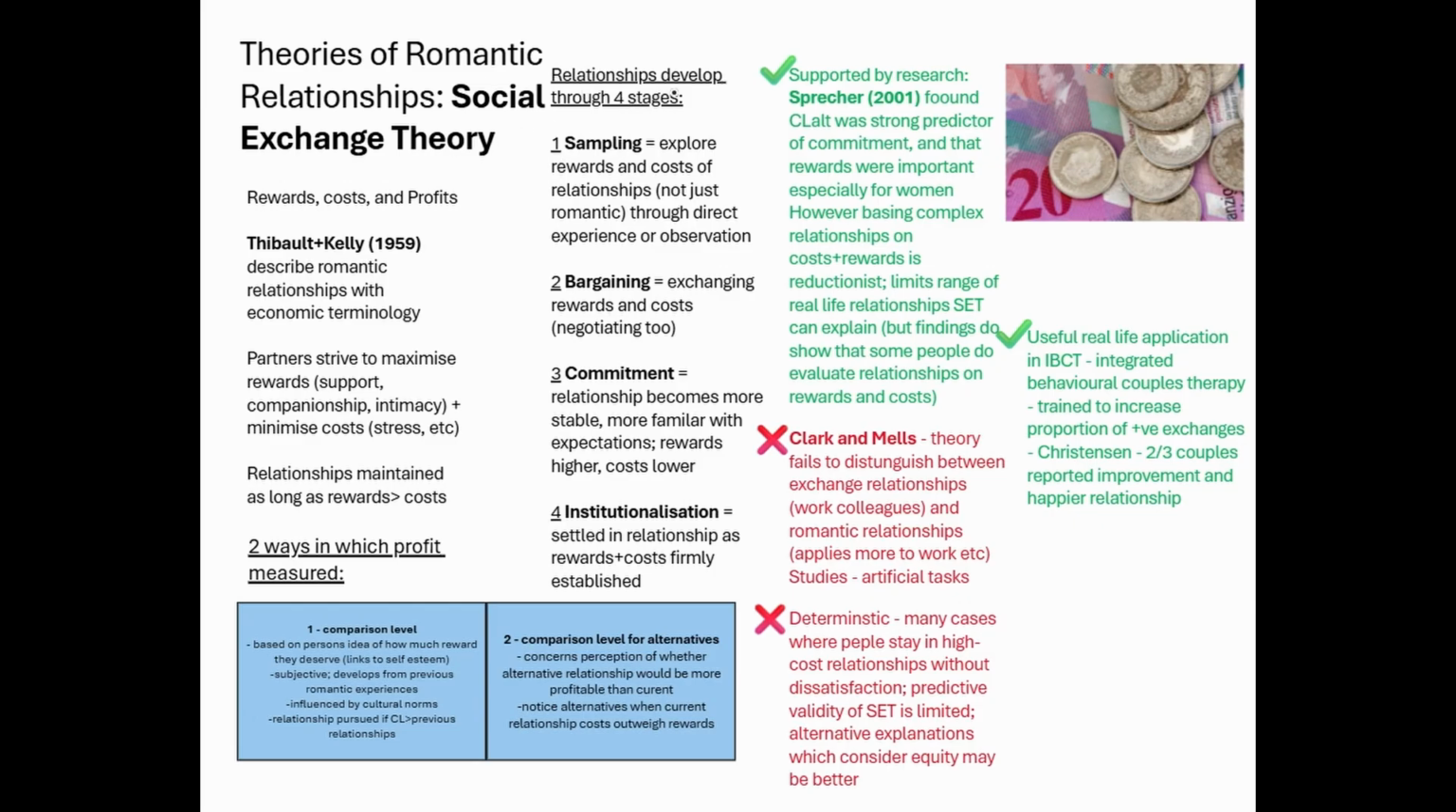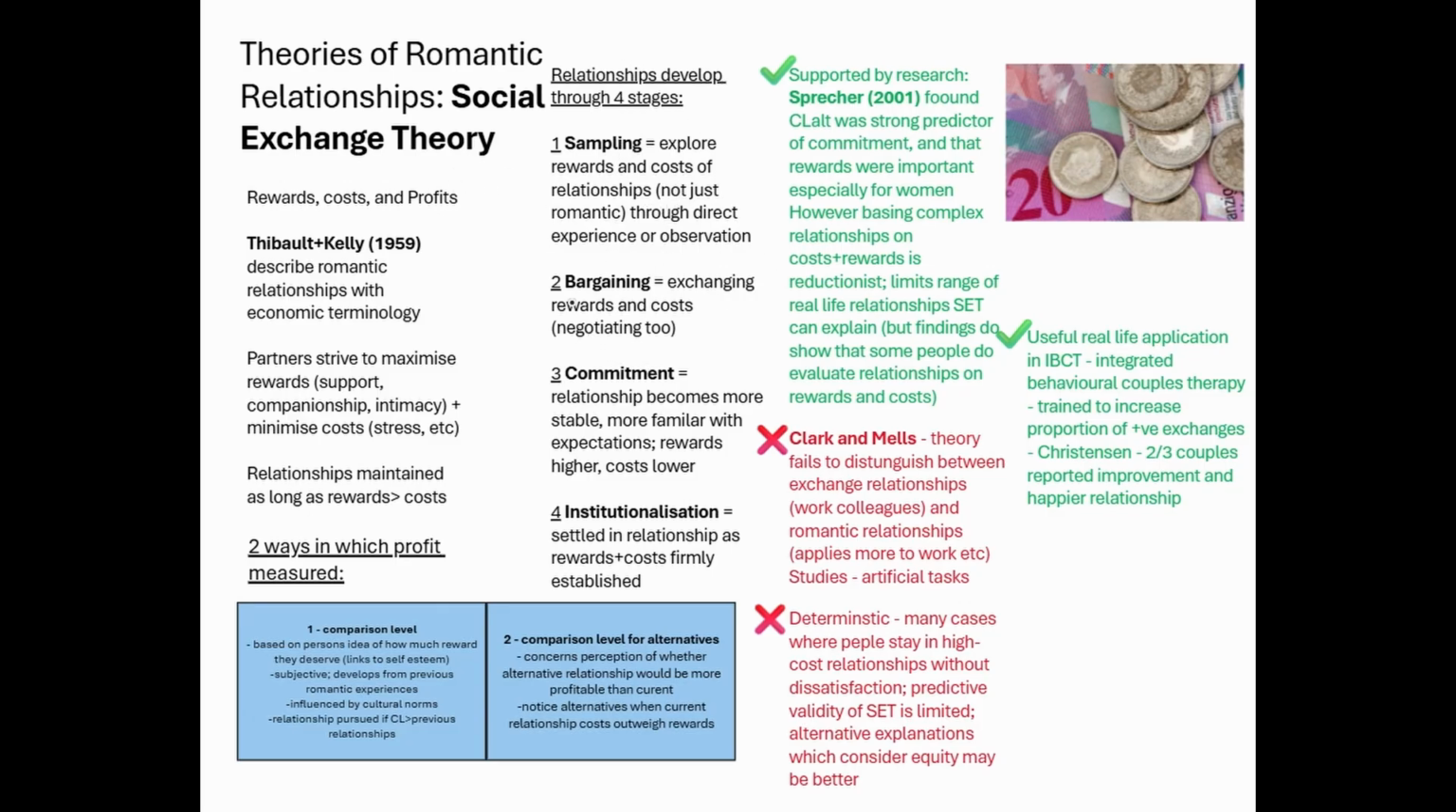It also says that relationships develop through 4 stages. The first stage is sampling. This is when you explore the rewards and costs of a relationship through direct experience or observation. So that's like if you have a crush on someone, you're just kind of watching them.